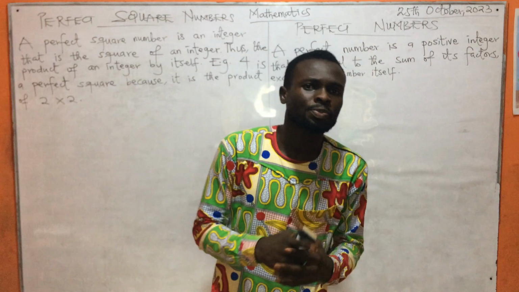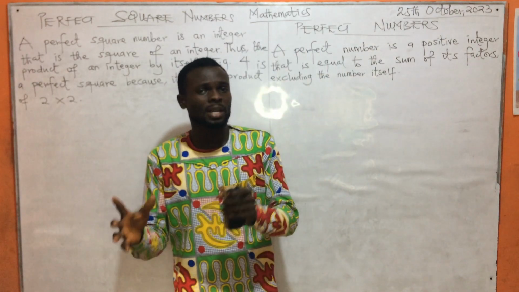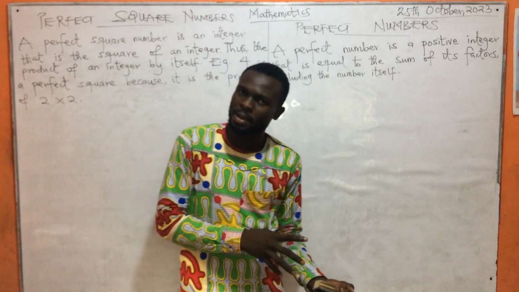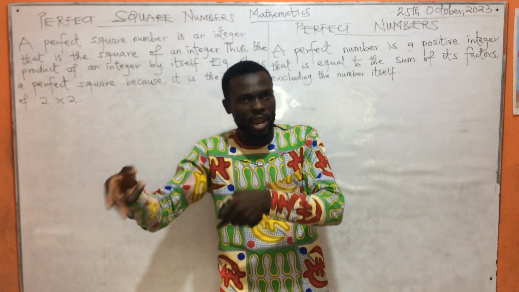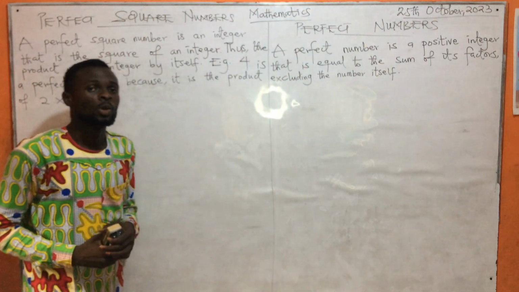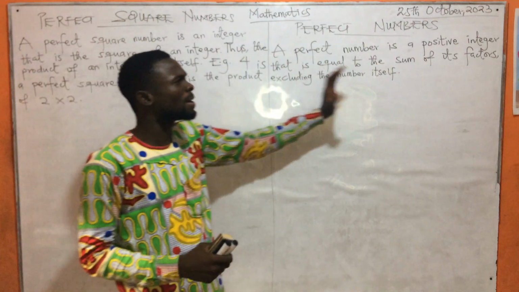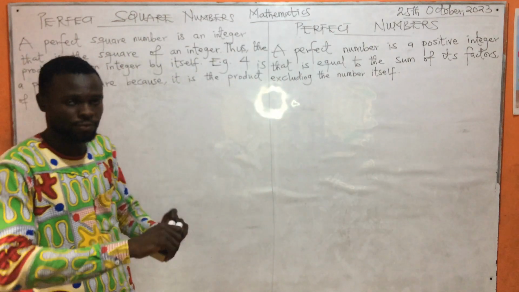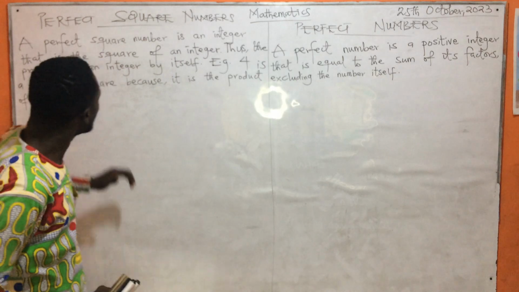Now these two different numbers happen to be very, very confusing: what a perfect number is, and what a perfect square number is. By the close of today, we will be able to identify a perfect number and a perfect square number. So let's read.